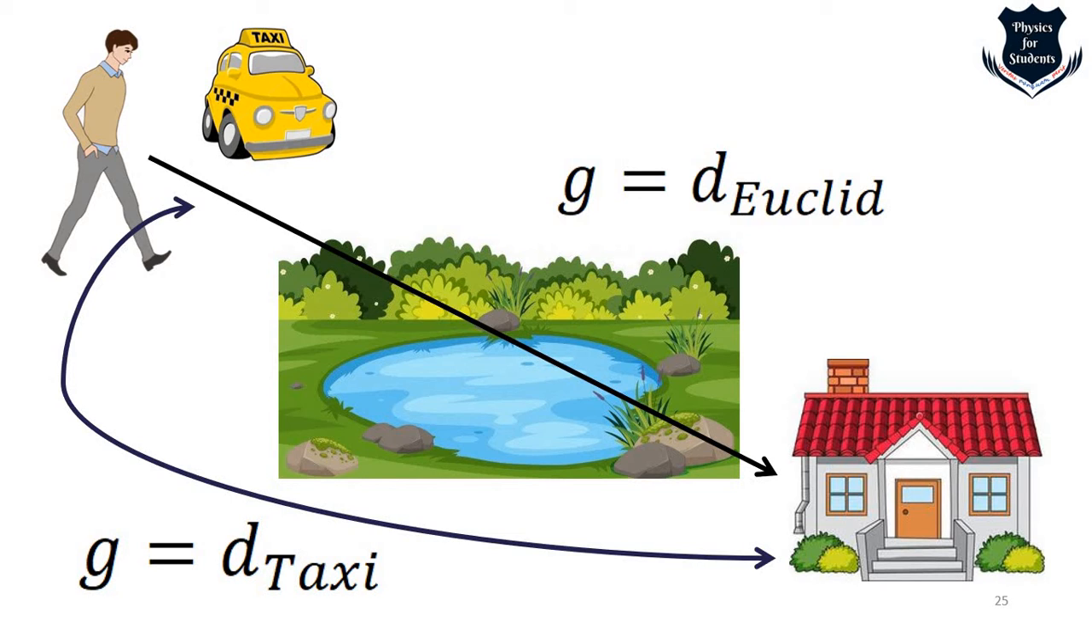Why? Because they use different metrics. The metric of me walking directly to the home is not the metric which the taxi takes round the pond and reaches my home. Right. However, I would like to tell you that I don't have a pond around my home. Okay, so this is a notion which will give you an understanding about different metrics, or the measurement of distance.